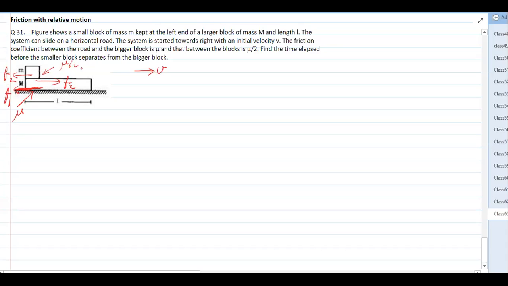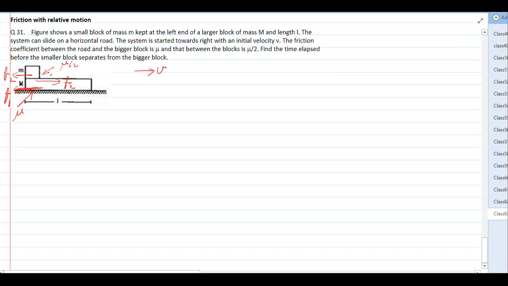Since the upper block is moving rightward with respect to the lower one, the lower block will try to be stopped by the ground. So the upper block is still going rightward, and it will be dragged by the lower block in the backward direction, F2. As a result, the lower block will be dragged in the forward direction. So on the lower block we have two frictions, one forward and the second backward, and on the upper block we have only one friction, in the backward direction.